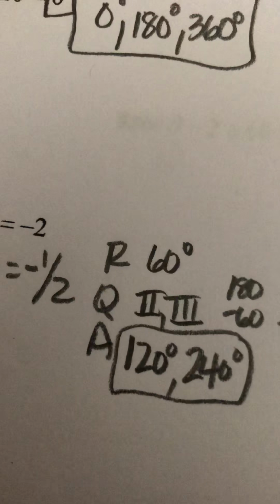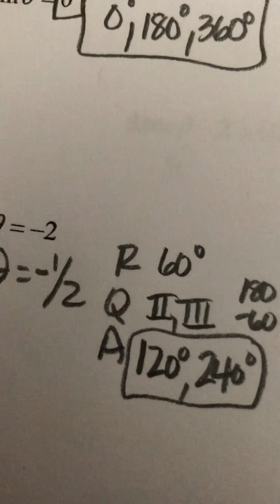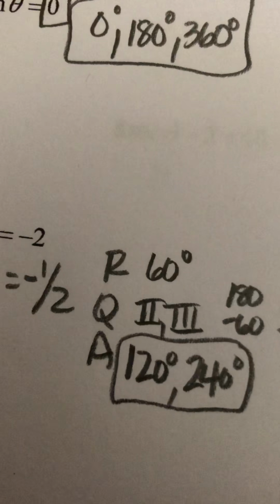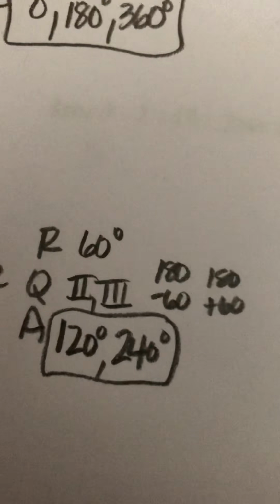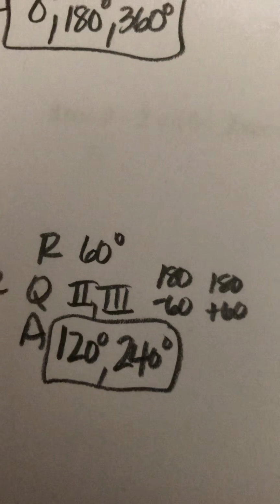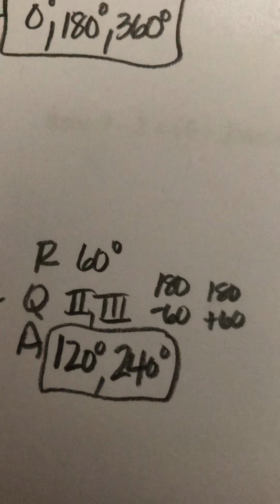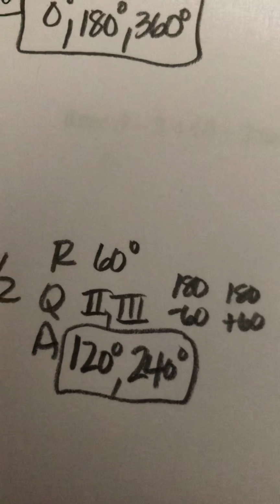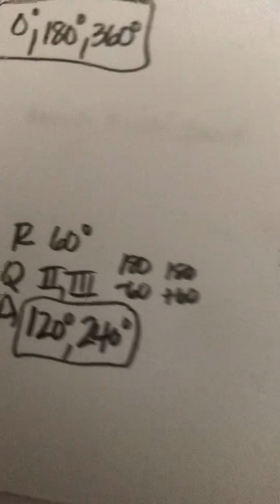Then we say, okay, well, what quadrant is cosine negative in? Here's where the negative comes in. That's in quadrants 2 and 3. So we put our 60 degrees in quadrant 2 and in quadrant 3. Quadrant 2, you do 180 minus 60. Quadrant 3, you do 180 plus 60, and there are our two answers.